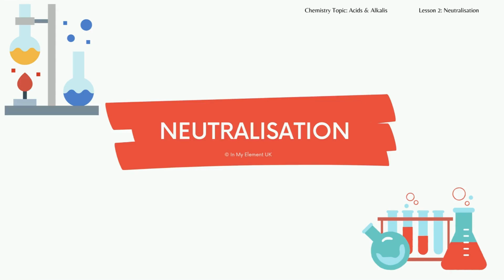Hello and welcome to the chemistry topic Acids and Alkalis, lesson 2, Neutralisation. So in the previous lesson we looked at the differences between acids and alkalis, the pH scale and indicators. Today we're going to look at the specific reaction neutralisation, and we're going to look at this in conjunction with 3 different types of acids as well.